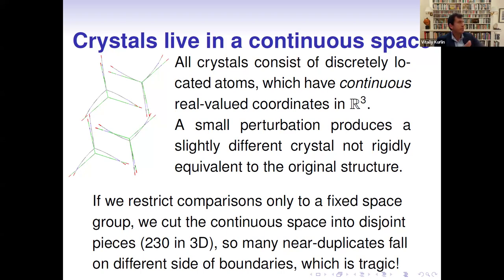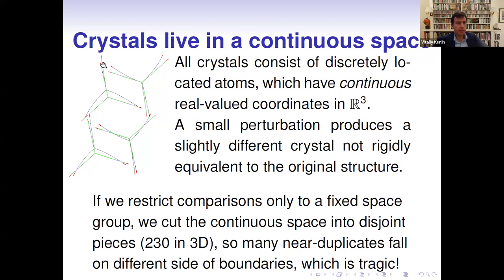They're not on, say, a pixel grid, as for images; they have continuous real values. And especially if we increase temperature, the atoms will vibrate more than at absolute zero temperature. So that's why we are always changing. And small perturbations produce a slightly different crystal, not rigidly equivalent to the original structure. Sometimes it's chemists, even our colleagues in the Materials Innovation Factory.